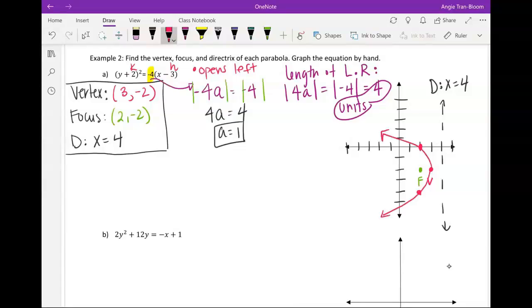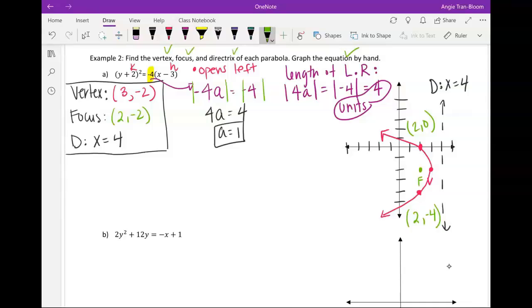And remember, I may ask you to find the location of the latus rectum, so might as well get used to labeling these. This is 2, 0, and then this is going to be 2, -4. Okay, so those are them. We graphed it by hand, checked. We found the vertex, the focus, and the directrix of each parabola.